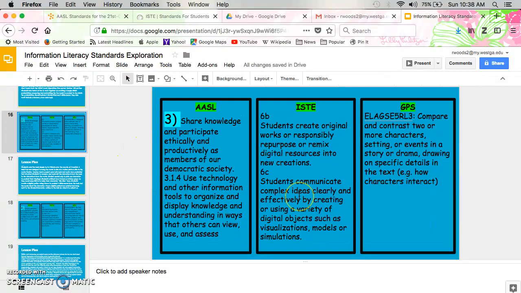So there I used different technology resources. I compared and contrasted, and I did this effectively using a variety of digital objects, and I also pulled in information tools to organize and display knowledge. So again, another lesson plan combining all three different types of standards.